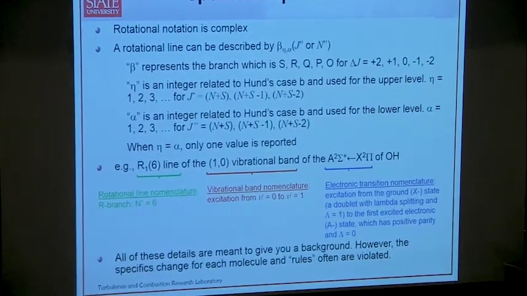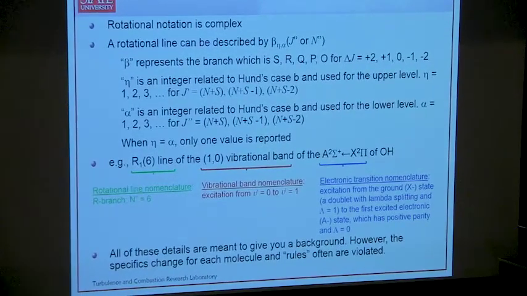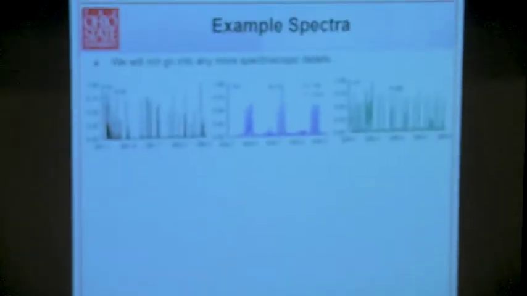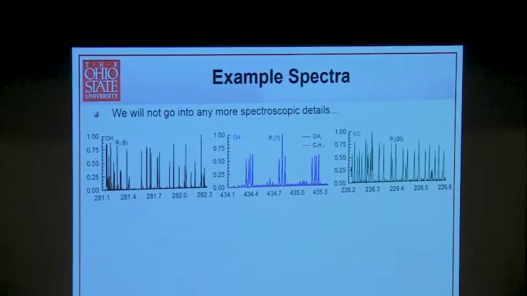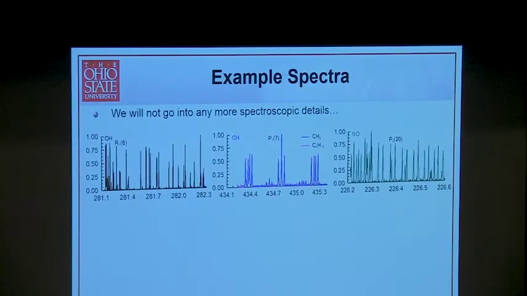But we've done all this for one molecule, and then the details change for each molecule, and often these rules are violated. Someone finds something else, and then they change it. So we're not going to do any more spectroscopic details. We'll just show some actual spectra. These are OH, these are CH, and you can see the doublets and triplets here. And then you can see NO.